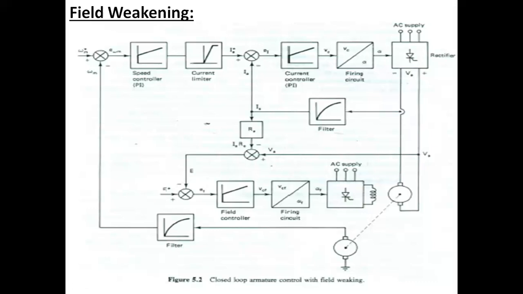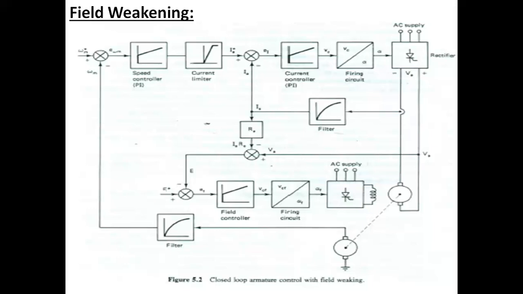And at speeds below the base speed, the field controller will be saturating due to large values of error ER. And we are applying the rated voltage across the field also. So this gives us maximum field current for the motor operation, which is operated below the base speed. When it reaches close to the base speed, the field controller comes out of saturation.